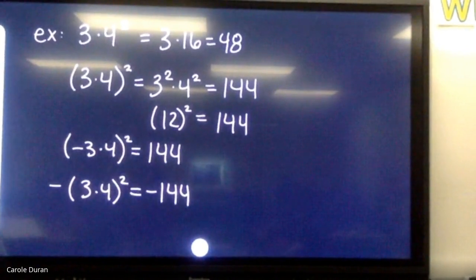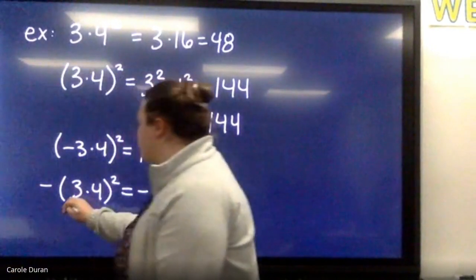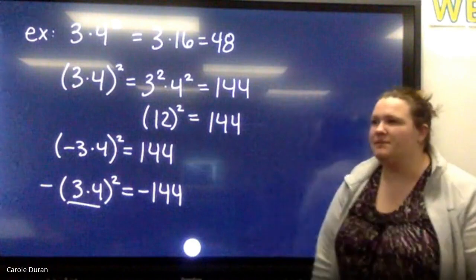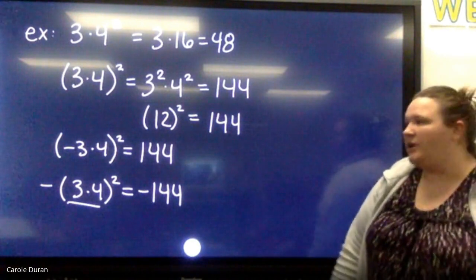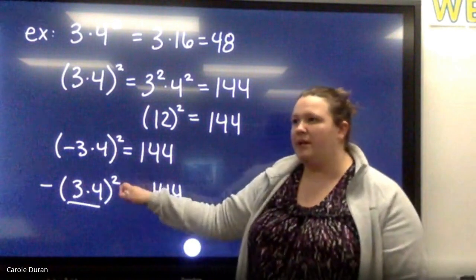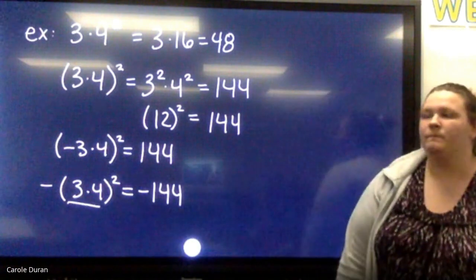No. So we do what's inside the parentheses first. PEMDAS starts with parentheses. And then E is exponent. So 3 times 4 is 12, 12 squared, and then multiply the negative 1 in.